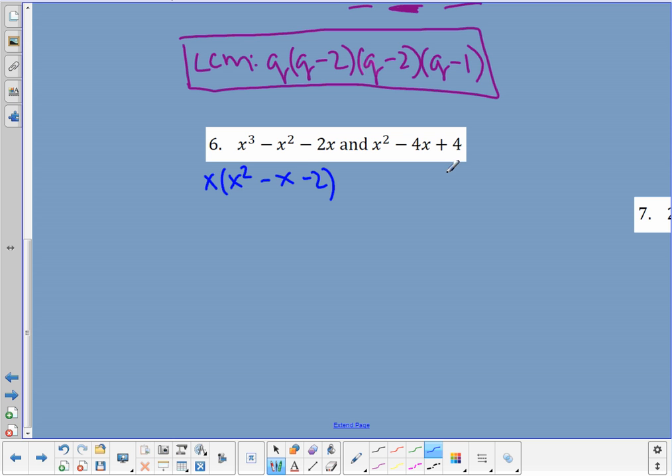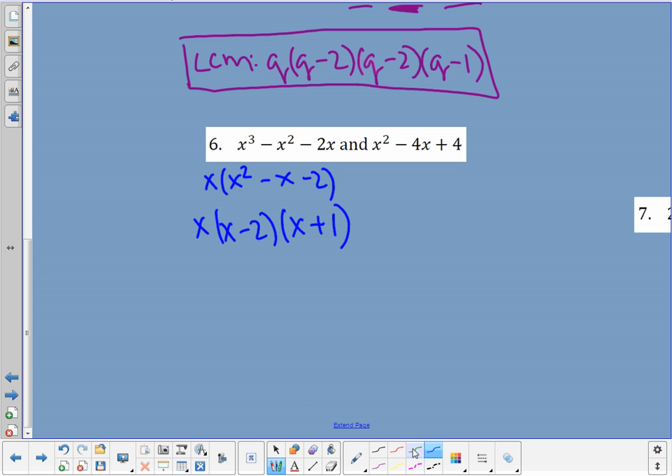Then I can factor what's left over in the middle. Product of negative 2, sum of negative 1. So I have x out front. A product of negative 2 and a sum of negative 1 is going to be x minus 2 and x plus 1. So there's my factored form for the one on the left.